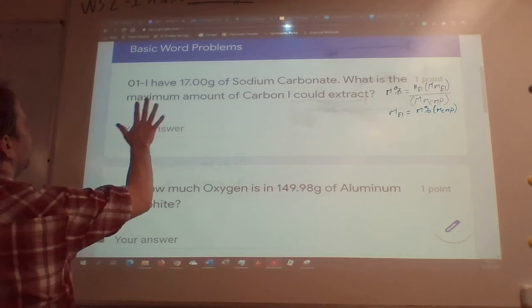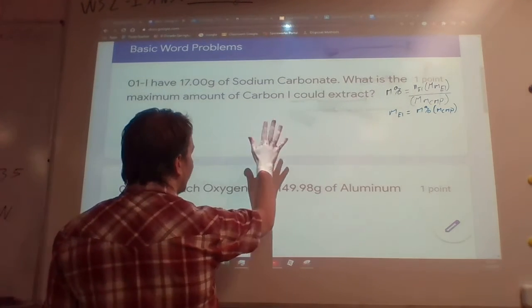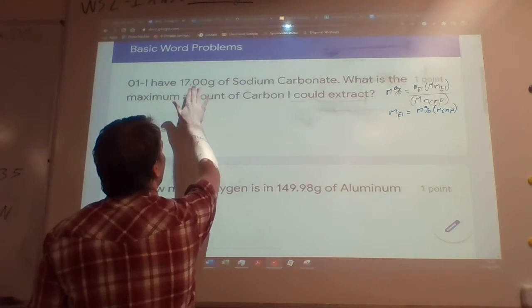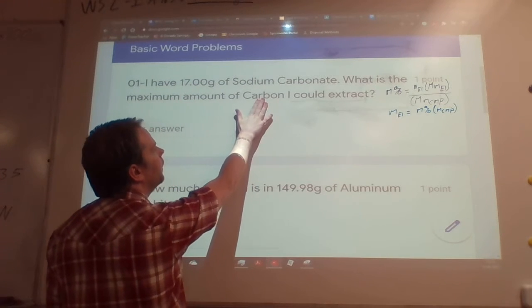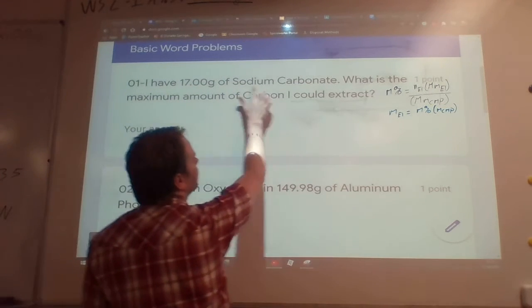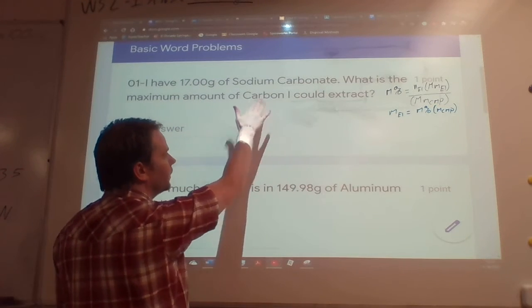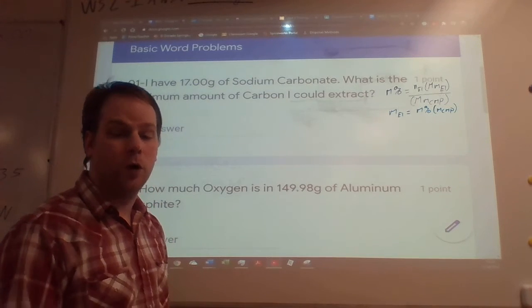In this example, it says I have 17 grams of sodium carbonate. What is the maximum amount of carbon that I could extract? So we're trying to determine how much of this mass is carbon specifically. This is sodium carbonate, but how much of it is actually just carbon? To do that, we need to calculate our mass percent for carbon first.